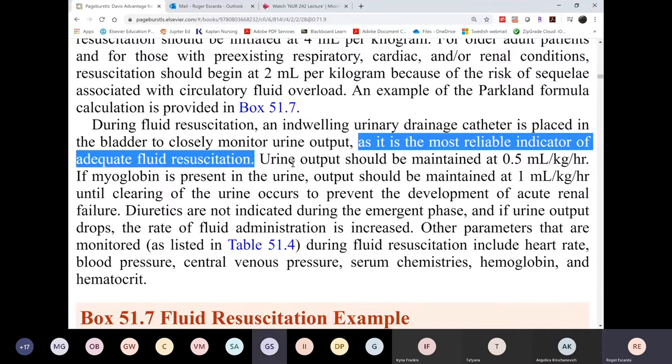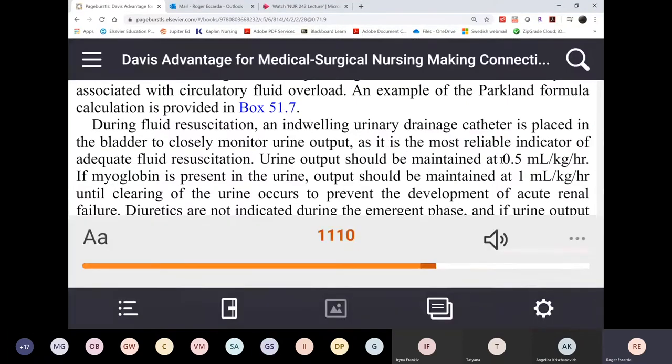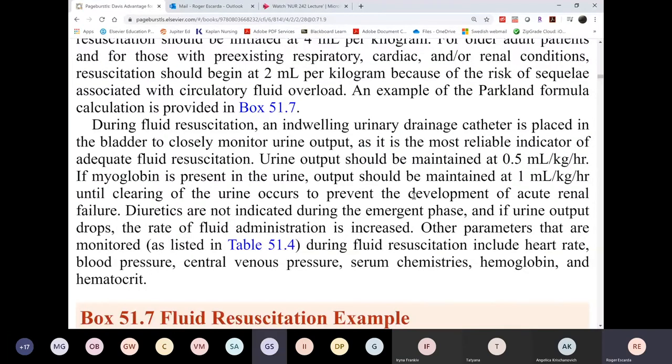So if she makes at least 0.5 mLs per kilogram per hour of urine, is she getting enough fluids? Yes. Okay, so 0.5 mL multiplied by her weight, which is 60, that's 30 mLs per hour, right? So at least it should be 0.5 mLs per kilogram per hour. However, it tells you here that if myoglobin is present, meaning what will myoglobin do to the kidney?